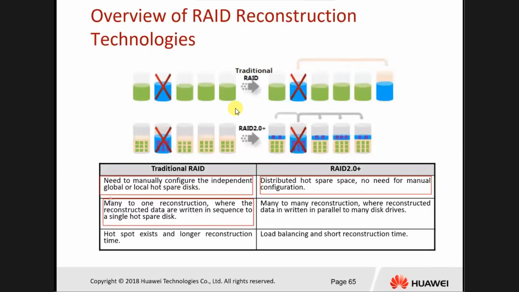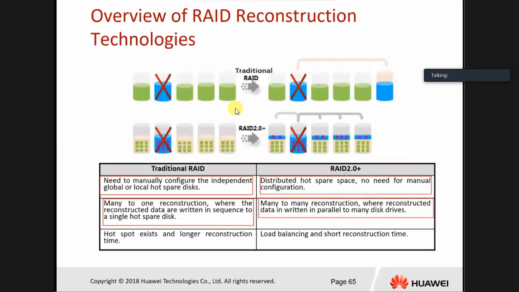In traditional RAID, you are reconstructing many data into one hard disk. That's why we call it many to one. Imagine this data here is 1 terabyte. Every 1 terabyte you're going to reconstruct into one single hard disk. So you only have one single hard disk to reconstruct all the 1 terabyte of data, so the reconstruction time will be longer. This is the traditional RAID reconstruction, because you have a physical disk as a hotspot.